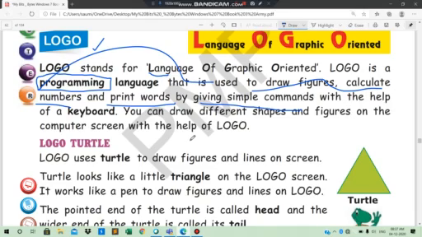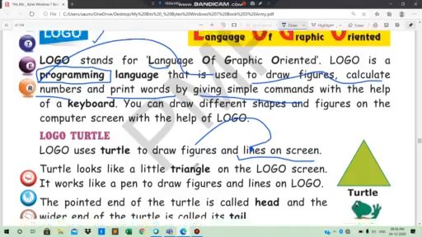Okay. Next is what? Logo turtle. Logo uses turtle to draw figures and lines on the screen. ठीक है? Logo क्या करता है? Turtle का use. Now what is turtle?